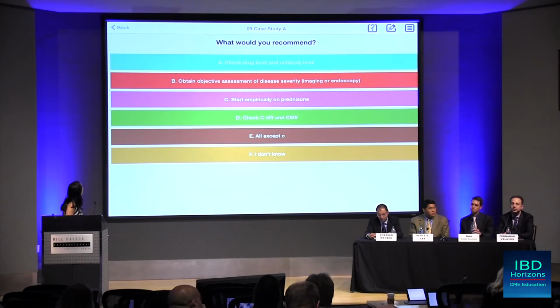So to me, it looks like a classic secondary loss of response. By that I mean it's basically a patient who was on treatment, she responded to it, and at some point she loses response. And so here, I think answer E, all I can see are all reasonable. The question is really what order do you do them in?